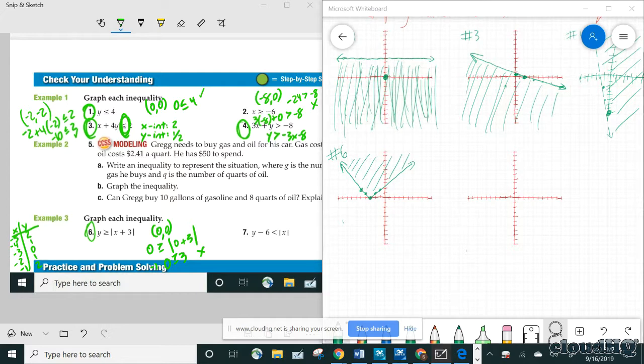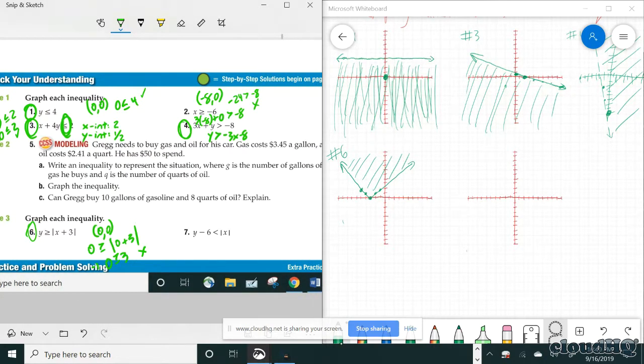And then last one, let's take a look at number 7. First of all, I want to get Y by itself. I'm going to add 6. That does not shift it horizontally. It shifts it vertically. So I don't have to worry about that when I make my table of values. So I can still surround 0.